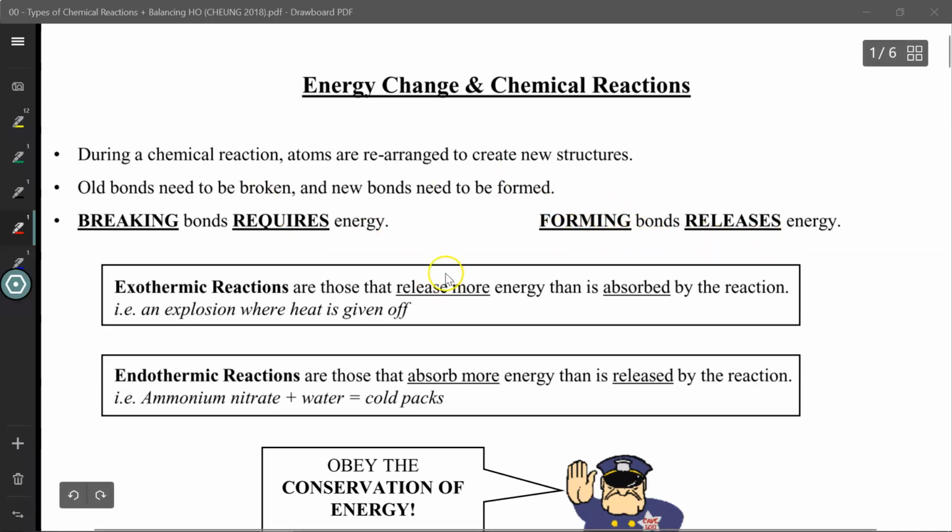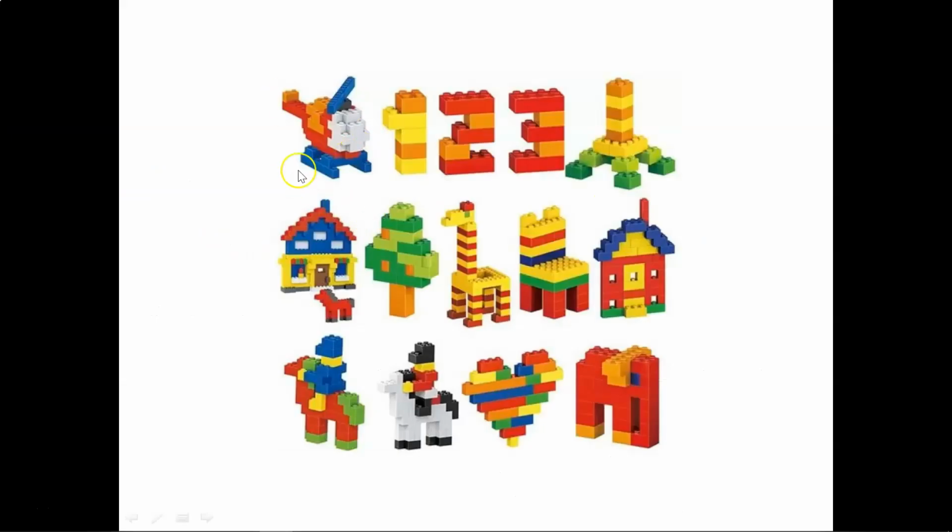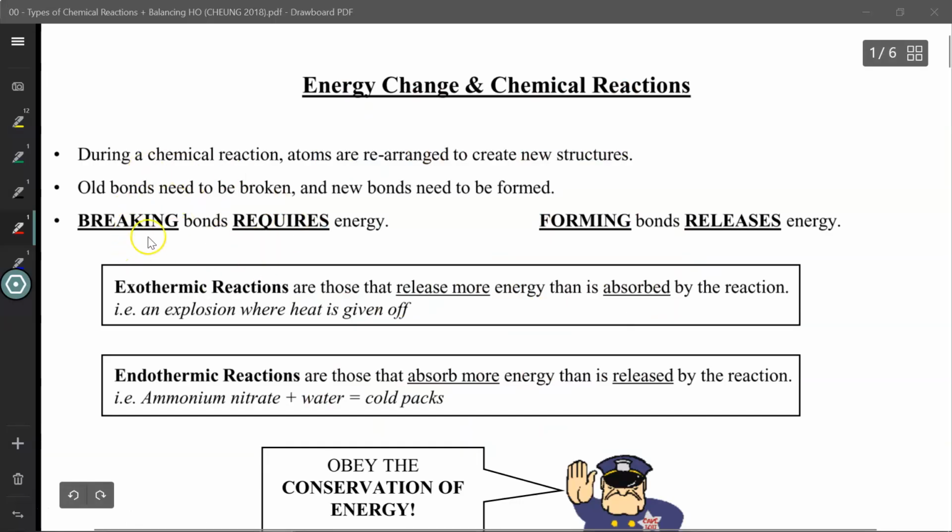Now, every chemical reaction requires you to break the old bonds before you can form new ones. You have to disassemble the old Lego structure before you can build a new Lego structure. Depending on how much energy was absorbed while breaking the old bonds and how much energy was released while forming the new bonds, will determine whether the reaction is overall exothermic, releasing more energy than absorbed, or endothermic, absorbing more energy than released.